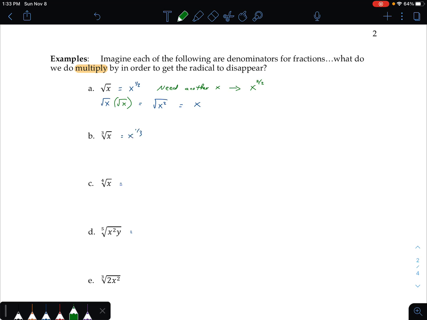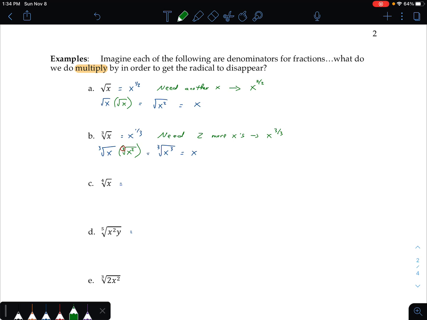Okay, the next one. Cube root of x, that's x to the 1/3. The power of the x is 1, and it's in a radical with an index of 3. So that means I need 2 more x's in order for it to become x to the 3/3. So if I take my cube root of x, I multiply it by a cube root of x squared. It's got to be a cube root because you need the indexes to match. So we're always going to match our index to whatever the problem gives us. If I multiply it by x squared in a cube root, I get x to the 3/3, meaning x cubed inside a cube root, and it just becomes an x.